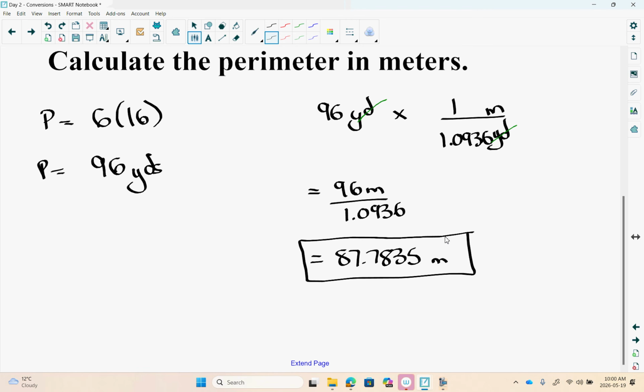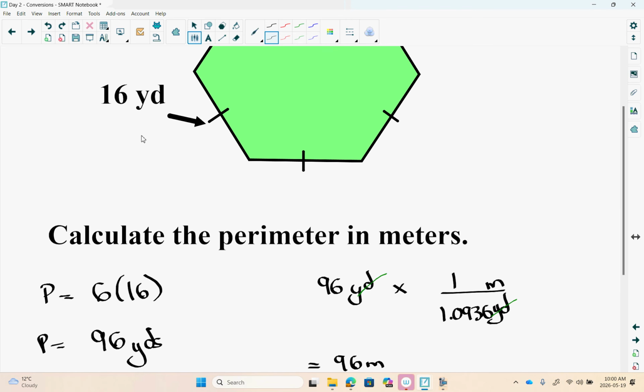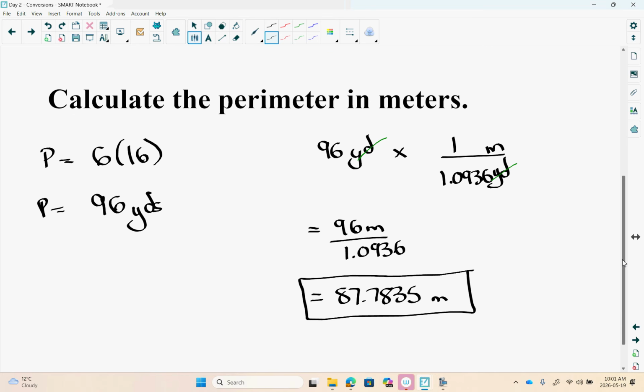So here's the solution. Okay. I took the 16 yards. I multiplied it by 6 because each side is 16 yards. You could have also gone 16 plus 16 plus 16 plus 16 plus 16 plus 16. Add those up, you get 96.